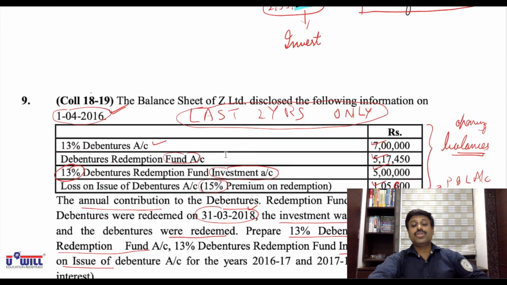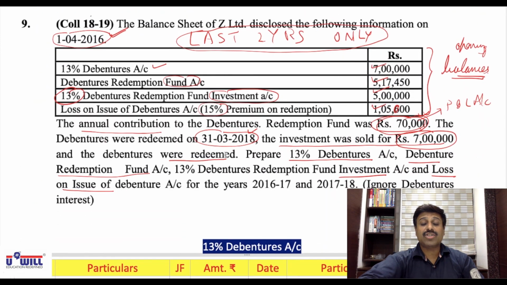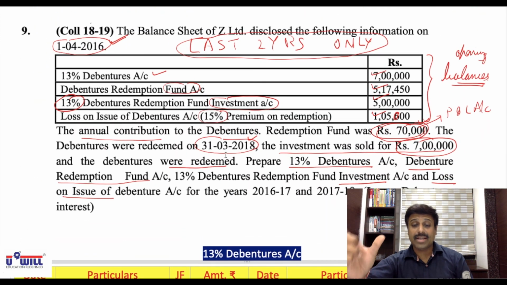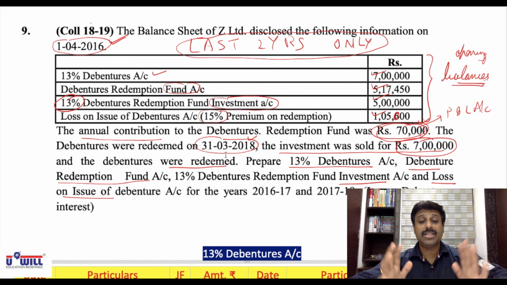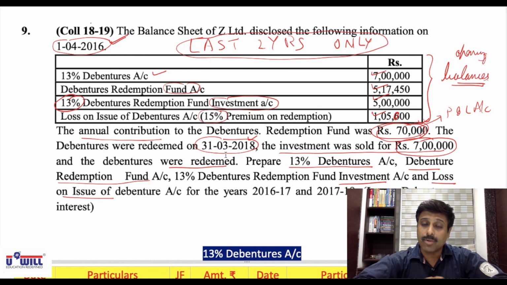So this type of question can also come in exams wherein you don't have to pass all the years entries but last 1 year or last 1 to 2 years entries only. So with this, all the major topics of this chapter have been covered. One new point has been added in college, that is purchase of debentures in open market. That we will take up in the final lecture, that is the last lecture in the next one. Bye everyone, take care, see you in the next lecture.